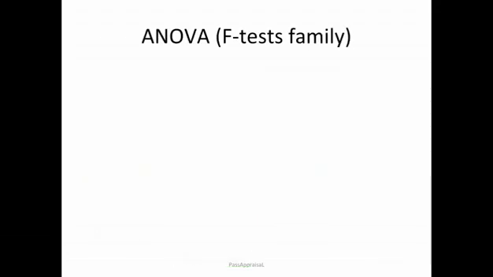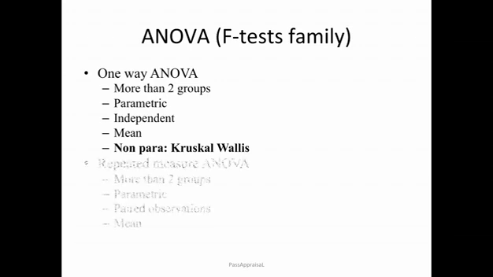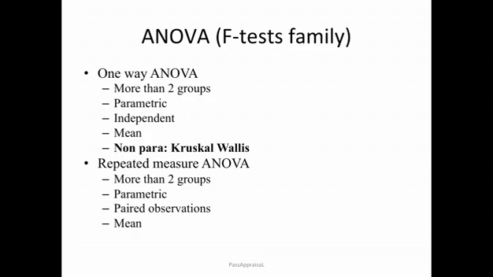Let's now consider the family of F-tests or ANOVA. One-way ANOVA is used when there are greater than two groups, when parametric assumptions are satisfied, and when the observations are independent or unpaired, and when the mean value, that is a central tendency, is compared. The non-parametric equivalent of a one-way ANOVA is Kruskal-Wallis test as shown here.